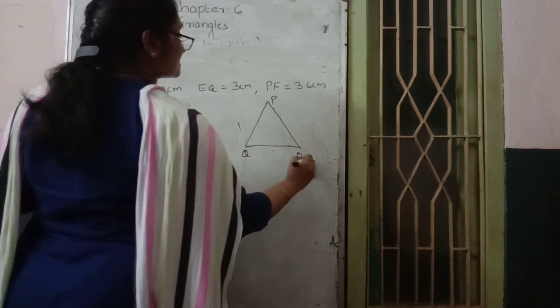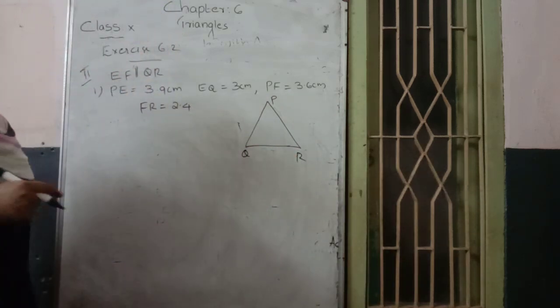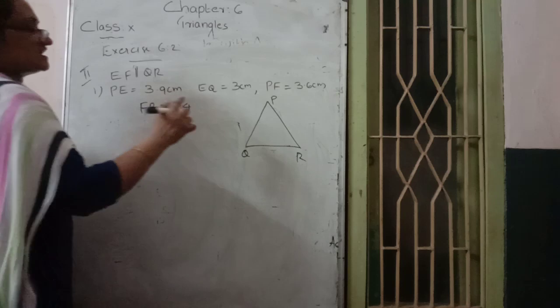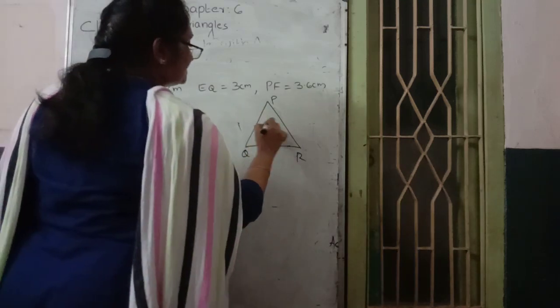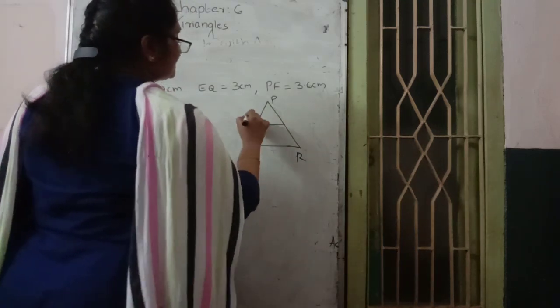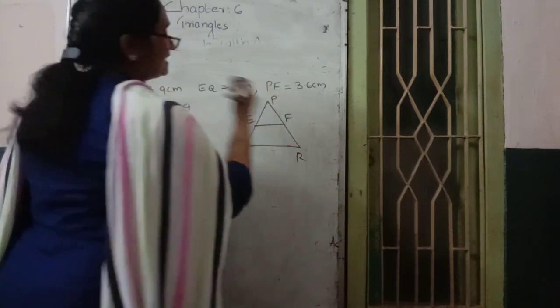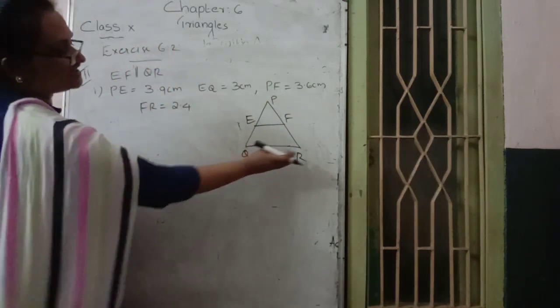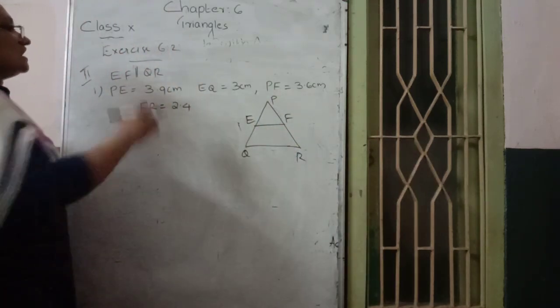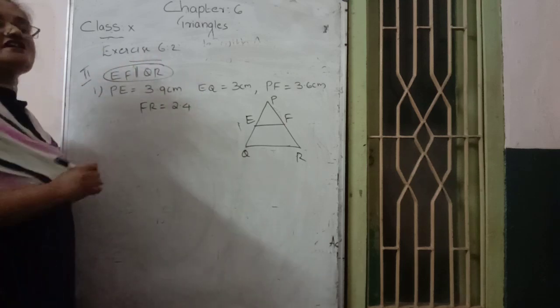So we can mark it as triangle PQR. They have given that PQR is a triangle and values are given, and they have marked E and F. The line EF is parallel to which side? QR. We want to prove this: EF is parallel to QR.